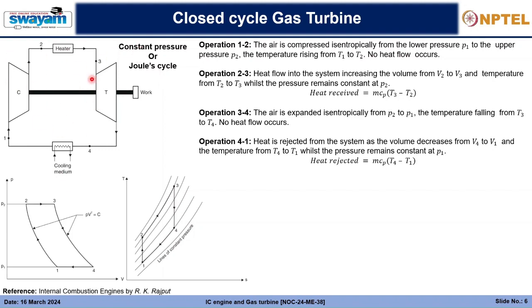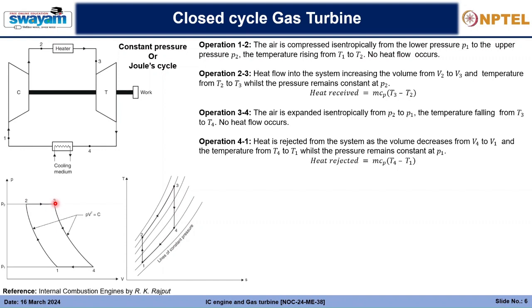So that is this closed cycle gas turbine, and it actually operates in a constant pressure or Joule cycle. This is the PV diagram, and this is the TS diagram. So in a PV diagram you will see that initially it is at pressure 1, and there will be compression, hence it will go to pressure 2, and then at constant pressure it will get heat.